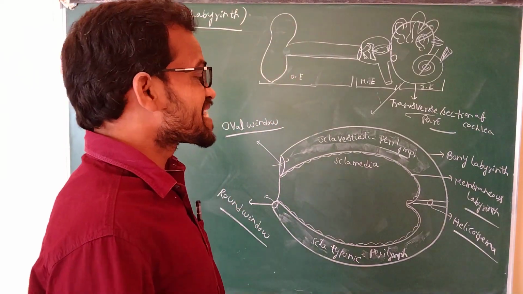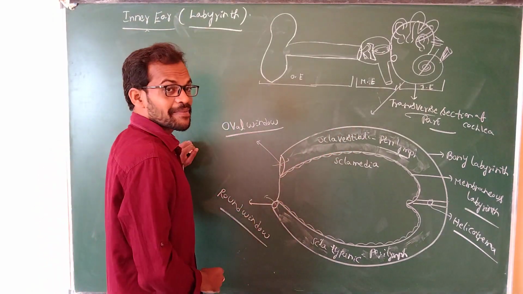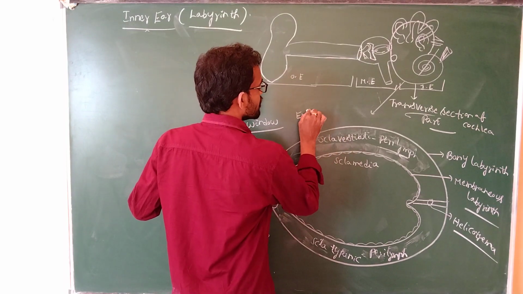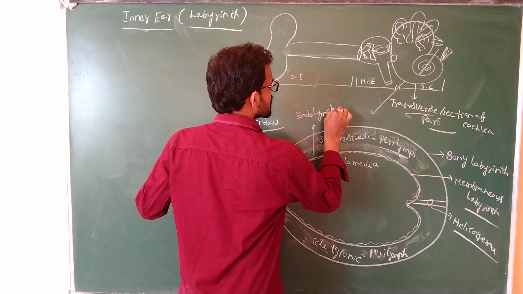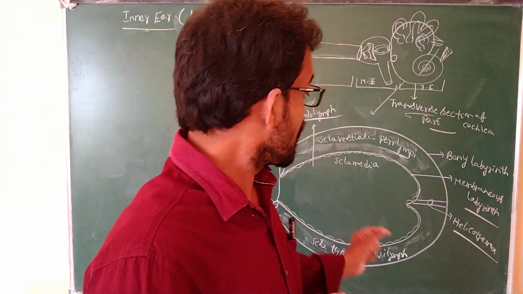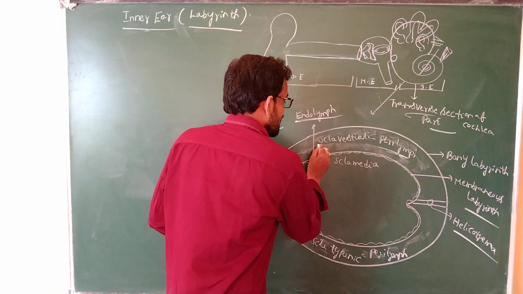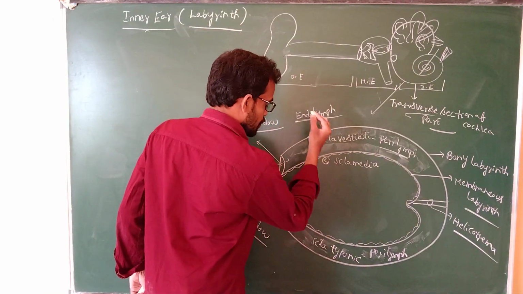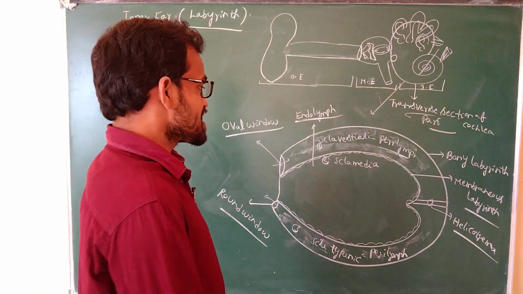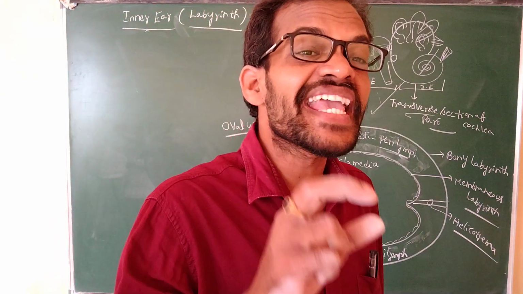Coming to the scala media. This is the scala media, and it is filled with endolymph. The bony part is filled with perilymph: the scala vestibuli is filled with perilymph, the scala media is filled with endolymph, and the scala tympani is filled with perilymph.